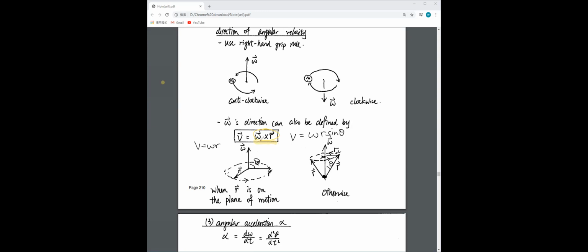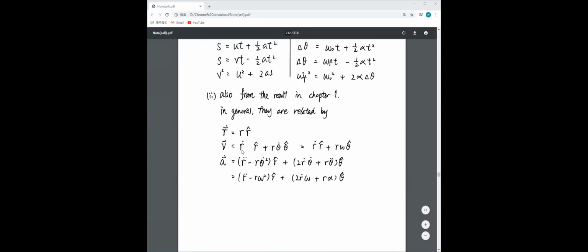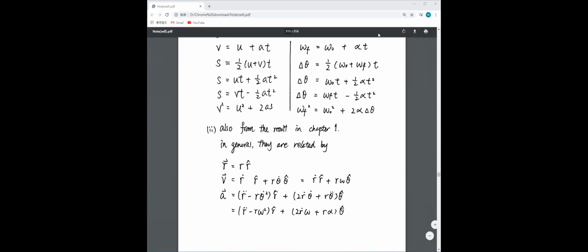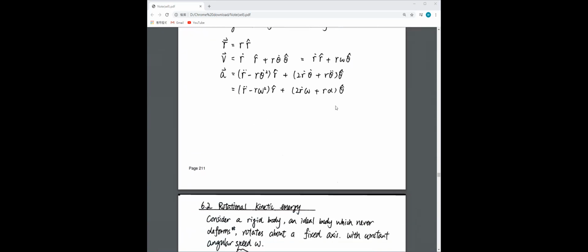And if you use the cross product, you can also find the direction of the velocity. Okay, let's go on. This is what we have learned from a long time before. And also you need to know that the equation of motion can be transformed into the equation of motion in the angular motion, the rotation motion equation of motion. And this is what we have learned before for the acceleration.